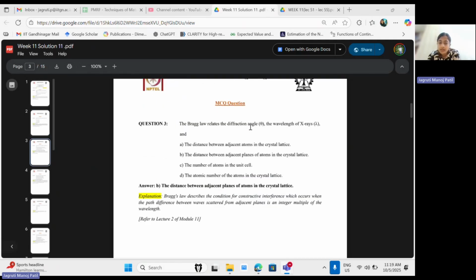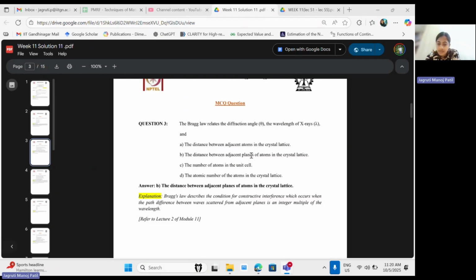Then Bragg's law relates the diffraction angle theta and the wavelength. How does it relate? It's 2d sin theta by lambda, right? So does it tell you the distance between the adjacent atoms in the crystal, or the distance between the adjacent planes, or the number of atoms? It's not the number of atoms, we know that. It's not even the atomic number of the atoms, that also we know. So Bragg's law essentially tells us something about constructive interference, where the path difference is an integer multiple of the wavelength scattered between the adjacent planes. So that follows your option B, between the adjacent planes.